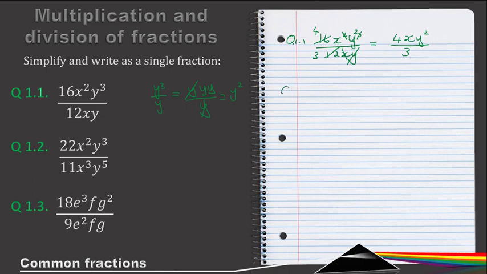And then for question 1.2, 22x squared y to the power 3 over 11x cubed y to the power 5. Alright, so first of all, let's see what we can cancel. Now 11 can go into both itself and into 22. So 11 goes into itself once and into 22 2 times.